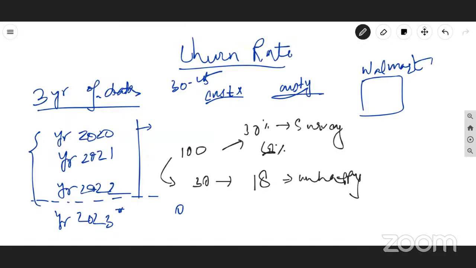You don't know who has churned out. As a customer, Walmart doesn't know how many customers have churned out. That's why they came to you to understand. Please tell me how many of them will churn out, or what strategy you will use to identify that these are the 10 customers likely to churn in the next year.